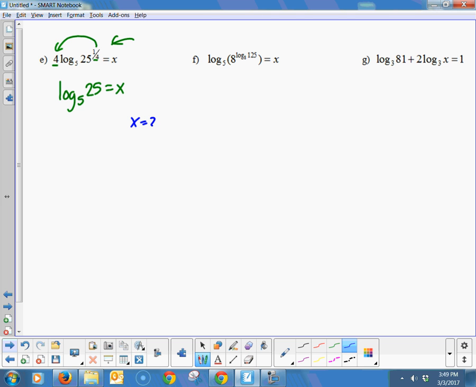That's one way to do it, because 5 to the 2 is 25. Or you could rewrite it in exponential form. 5 to the x equals 25. And then make a conclusion that that must be 2. Part F looks a little scary.